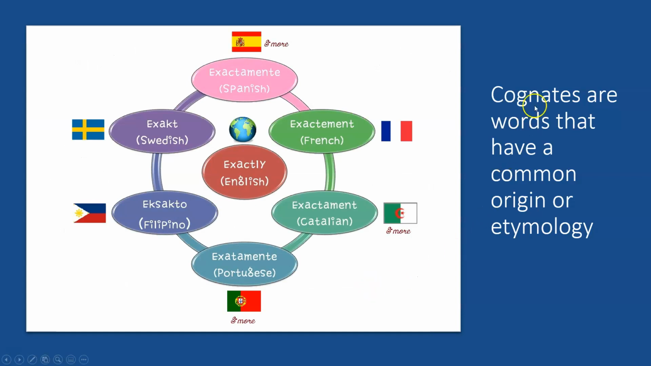One prime example is when cognates are used, and cognates are words that have a common origin or etymology across languages. One example illustrated here is the English word exactly, and you can see that it follows a very common spelling and sound across other languages like Swedish, Spanish, French, Italian, Portuguese, and Filipino, where all of them have this same kind of exact sound. So you've got exact, exactamente, exactament, exactamente, exacto. And you can see that they have this same basic form across different languages.